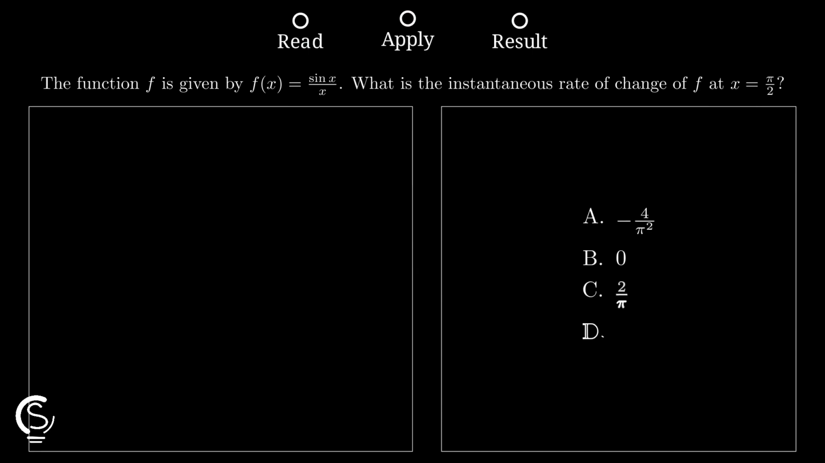Start by differentiating f of x equals sine x over x with the quotient rule. Denominator times derivative of numerator minus numerator times derivative of denominator all over x squared. That gives f prime of x equals x cosine x minus sine x over x squared.